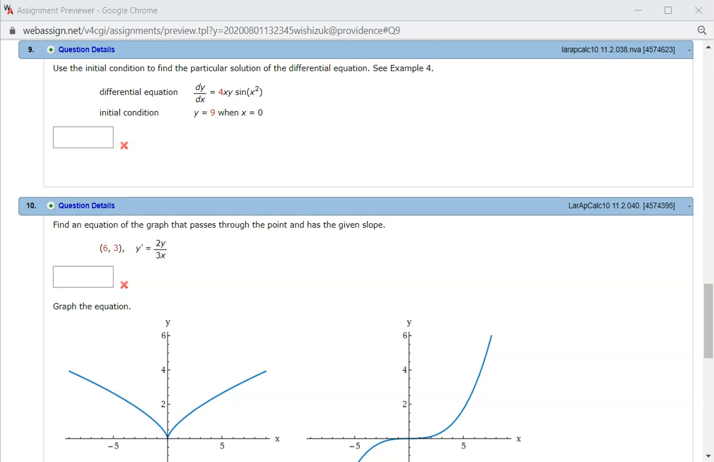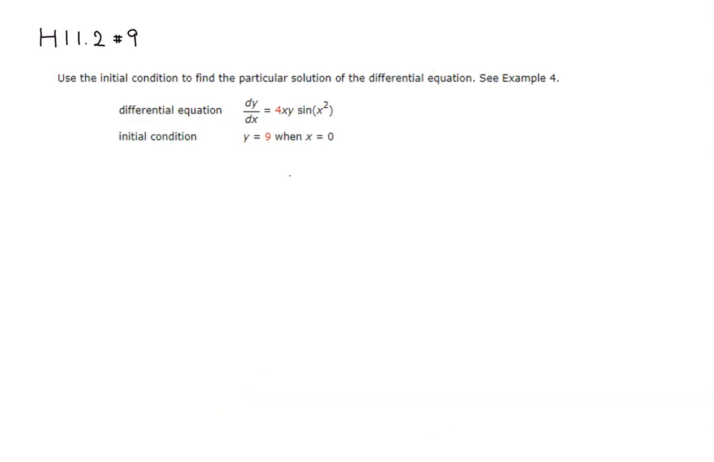Alright, let's look at homework 11.2, problem number 9. So let's solve the following initial value problem. This is a separable equation, so I'll try to put all the y's on the left and all the x's on the right. So let's do that.